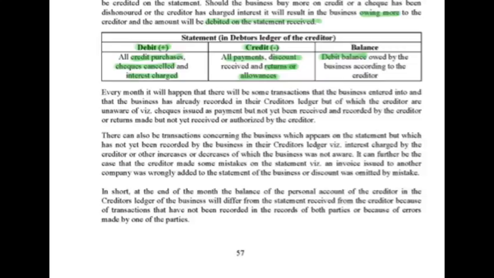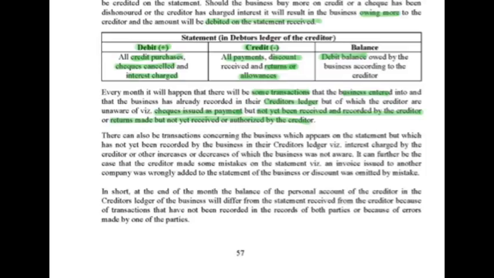So every month it will happen that there will be some transactions that the business entered into the business's books and that has already been recorded in the creditor's ledger. But it can also be that the creditor is unaware of some of the transactions, such as checks issued as payment but not yet received and recorded by the creditor, or returns made but not yet received or authorized by the creditor.